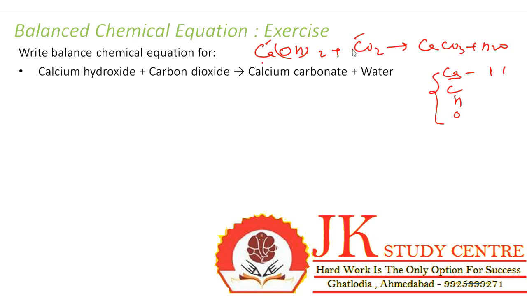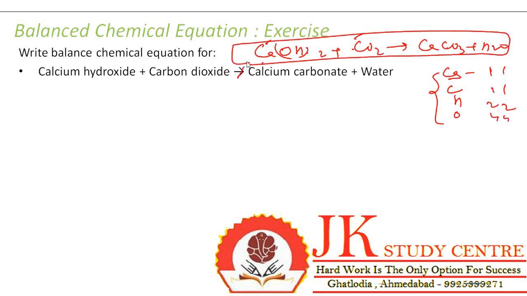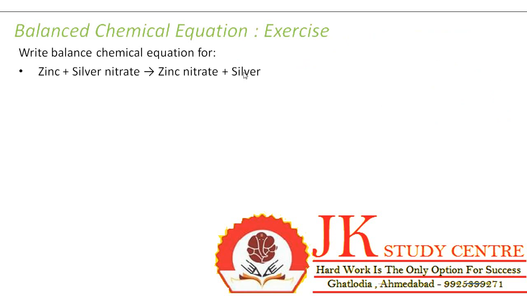So we'll see the calcium part. Calcium part is 1 here, balanced. Carbon part 1 here, 1 here, balanced. Hydrogen part 2 here, balanced. Oxygen part 2 here plus 2, 4 here, and here we have 3 plus 1, 4. So both are balanced. If you see that, this is a balanced equation itself. You don't need to balance. What equation you got is a balanced equation.